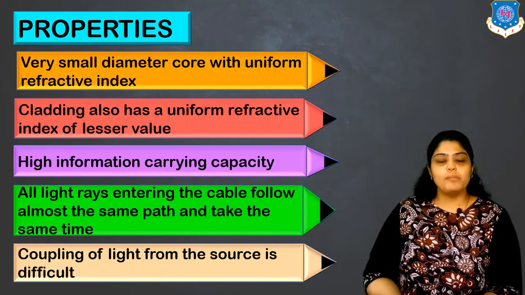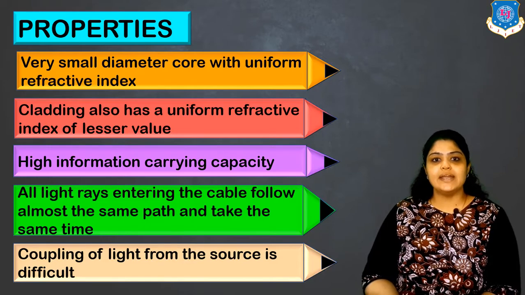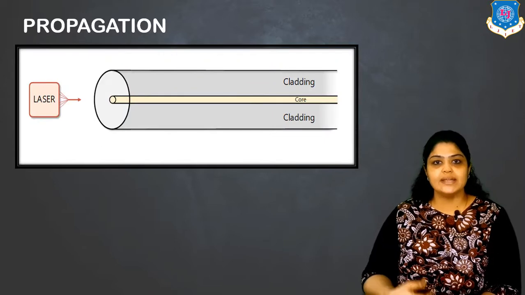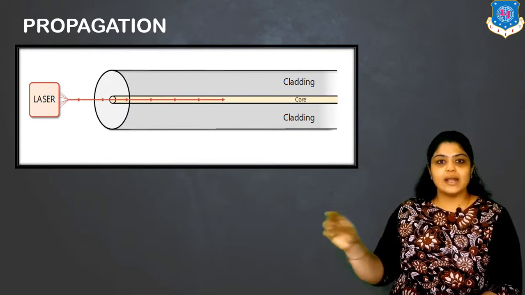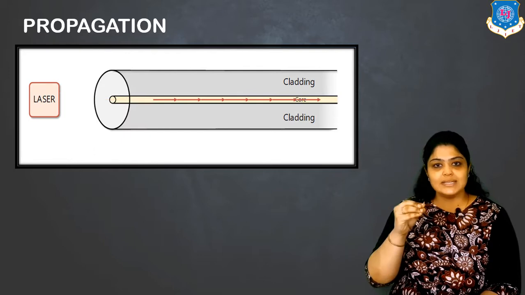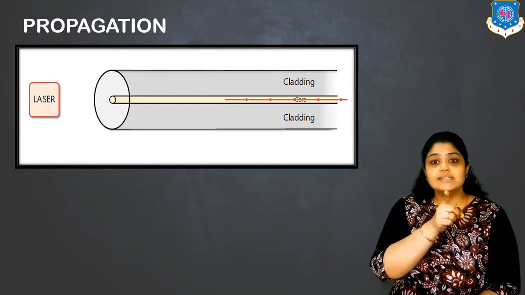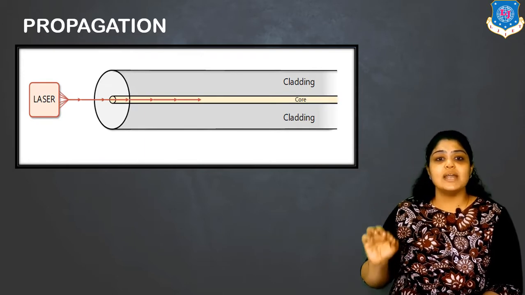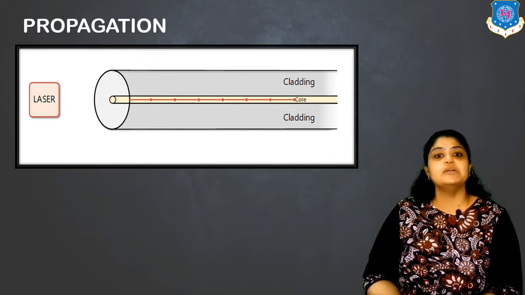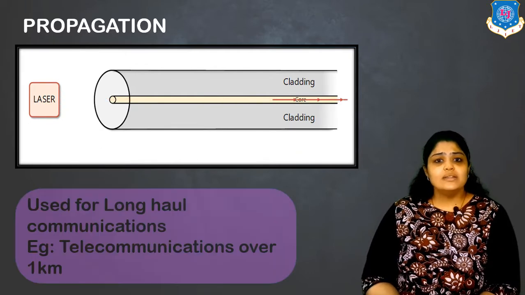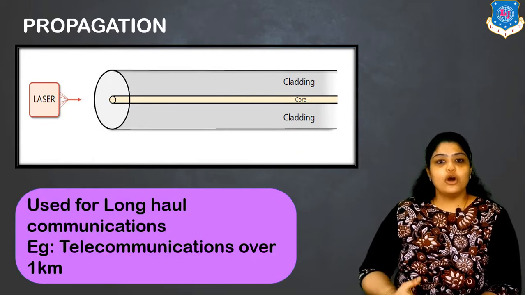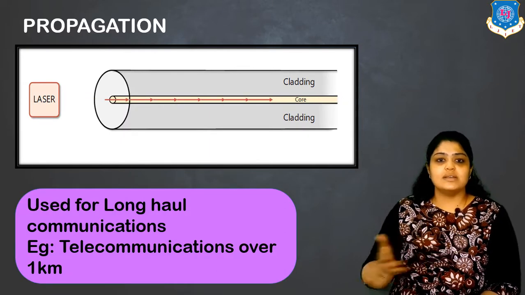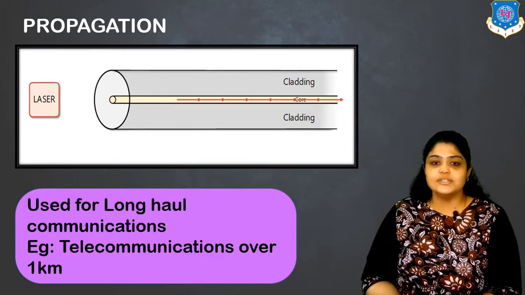So these are some of the properties of single mode step index fiber. Now let's have a look at the propagation mechanism of single mode step index fiber. You can see from the diagram that whatever light is coming out from the laser, that is the transmitter part, is moving throughout the cable as a single line only. This is how a single mode step index fiber propagates. What are the uses of this fiber? It is used for long haul communications. An example is a telecommunication system, where light travels over distances of kilometers.